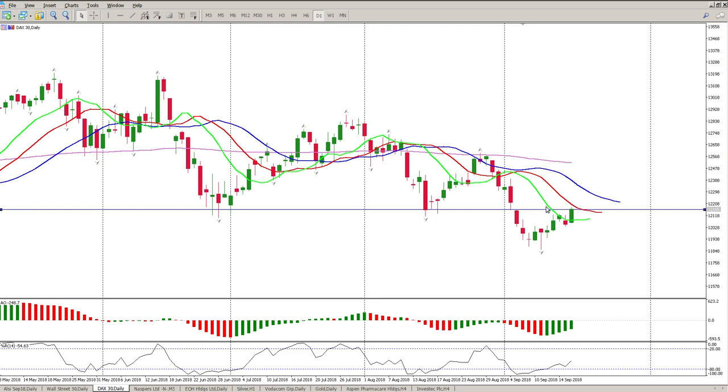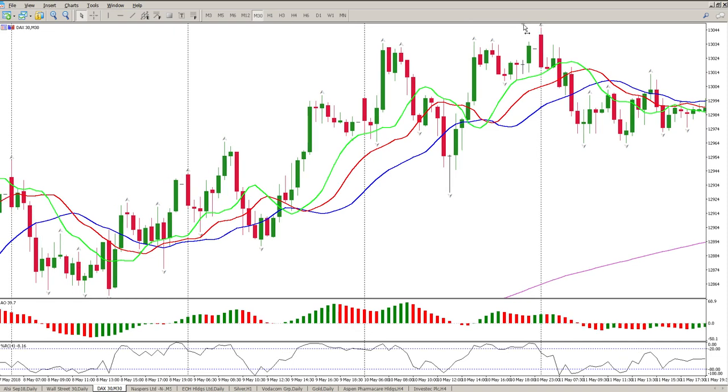I am expecting us to break above this level, and then after the break up, we want to find support at 12,160. If we can find support at 12,160 on the daily level, then that's going to give me some fairly good confidence that we are going to start targeting these swing highs here. Okay, but that's my take on the Dow Jones, on the DAX for today.